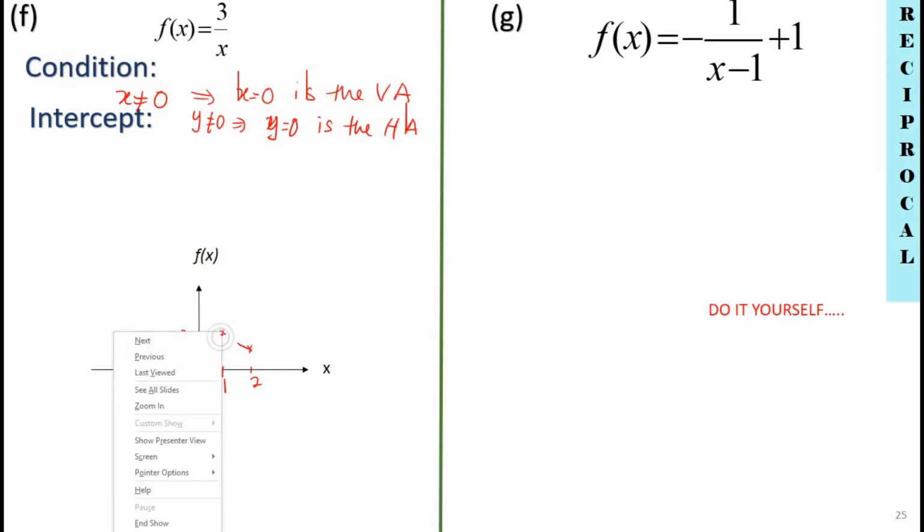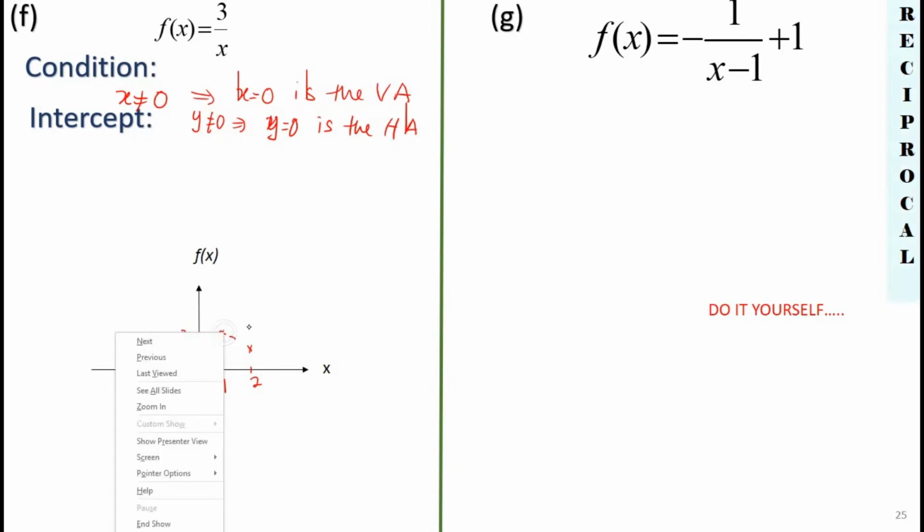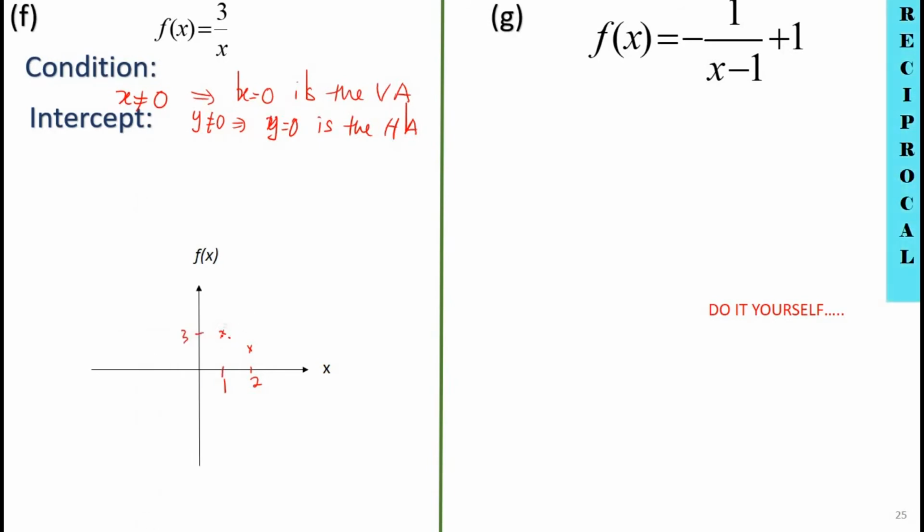graph. So you have this. As x approaches infinity, the graph approaches 0. And as x approaches 0, f(x) approaches infinity.